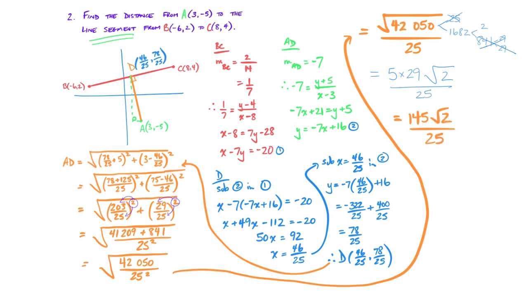But now you see with your whole numbers, you have a common factor of 5 in there. So if you take your 145 and divide it by 5, you get back to your 29. And take your 25 and divide it by 5, you get back to 5. Holy cow. Okay, that was messy, but we finally answered the question. What is the distance from point A to that line segment? All the way at the end, 29 root 2 over 5 is our distance.